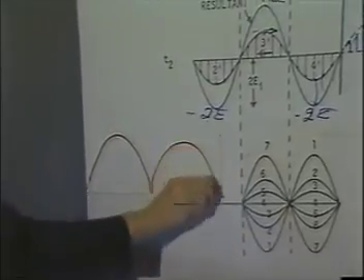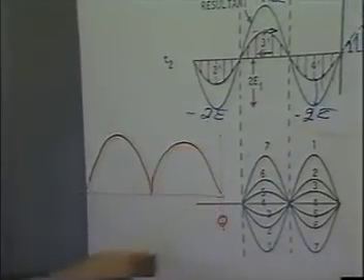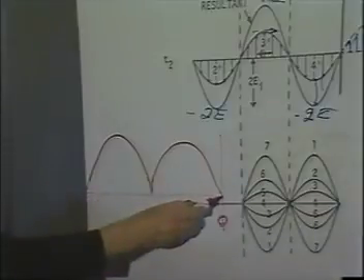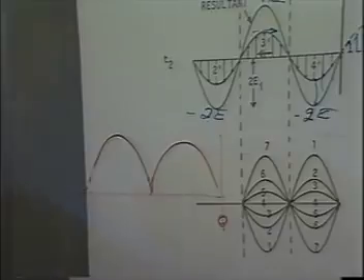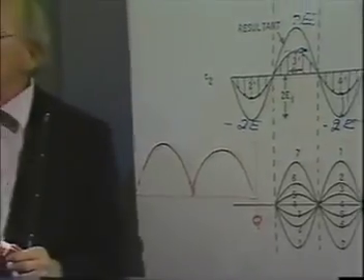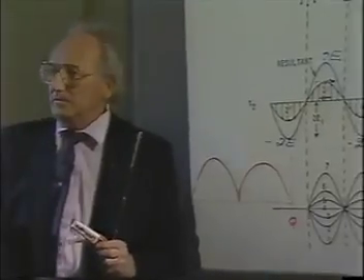If this is a short circuit here, the voltage is 0, and you get a waveform like this. Why do you get that waveform? Because you're detecting this with some type of detector, a crystal detector.